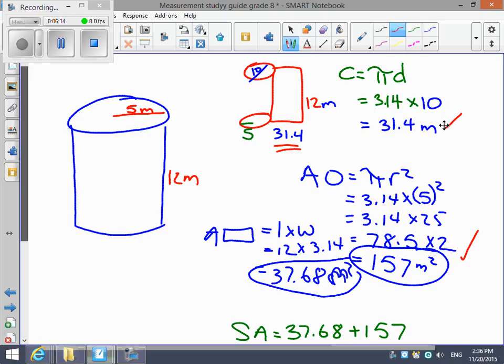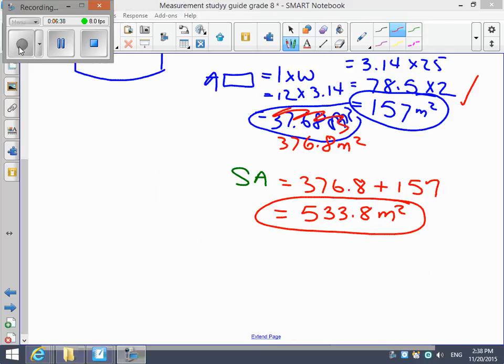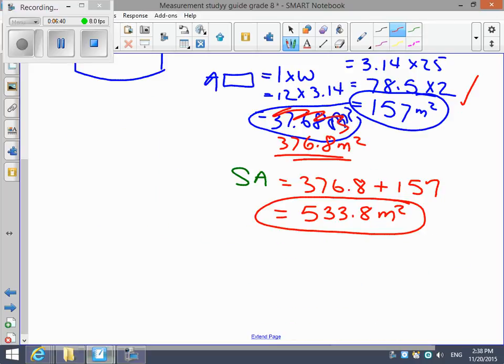Now that I'm looking at it, I can see I made a mistake. I multiplied 12 times 3.14 instead of 31.4. So give me a quick second. It's not a major issue, just got to move that decimal over a bit. 376.8 meters squared. And when we add the area of our rectangle with the area of our two circles, that's 376.8 plus 157 for a total surface area of 533.8 meters squared.